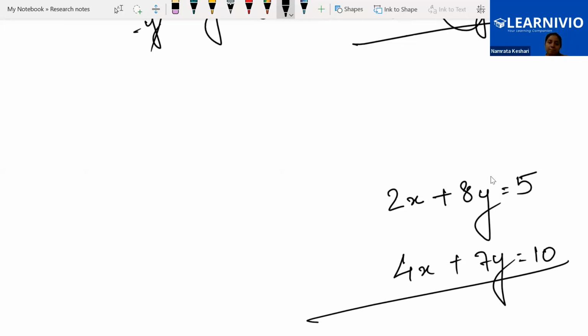We can make 8y and 7y the same. Yes, Aisha, what did you say? I think we can make 8y and 7y the same. Okay. Yes, Arya, what did you say? I said we can make x the same by multiplying the first equation by 2.